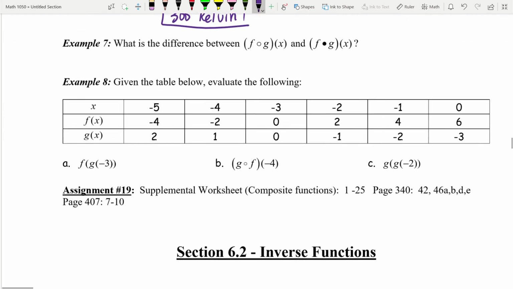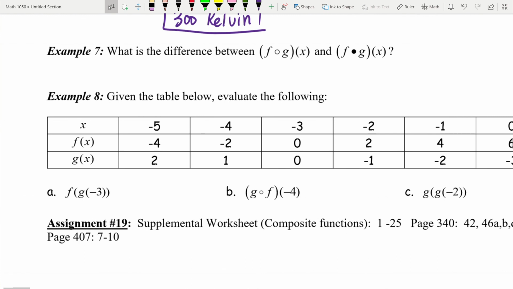Okay, here's example 7. This is important. What's the difference between this one with an open circle and the next one that has a closed circle? Well, this one right here means what? Can anybody tell me? What does a dot mean in math, everybody? It means multiply. So this means f of x multiplied by g of x. And maybe off to the side, write multiply.